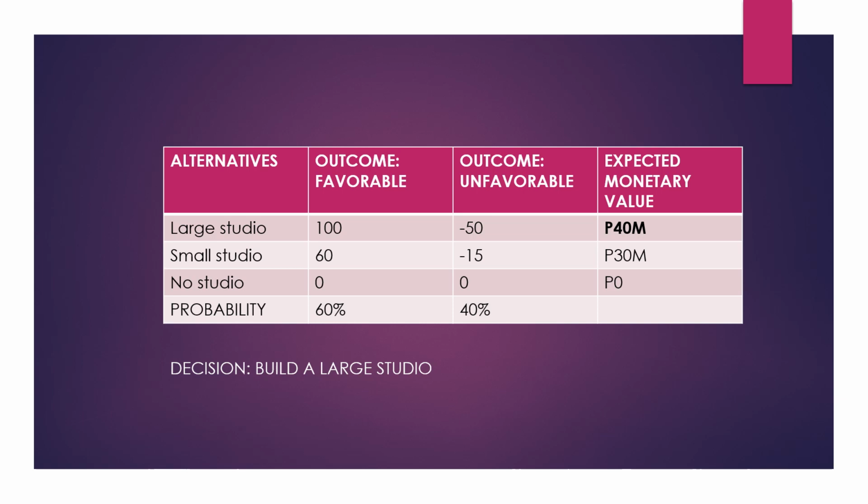This is the monetary value you expect, whatever happens, but already taking into consideration the risks. So if we create, if we construct a large studio, we will have 40 million, so that will be our best decision, because it is the largest.